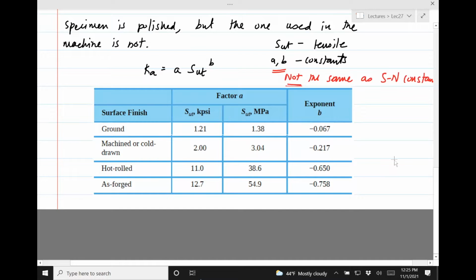Okay, so here are the constants. For ground, I think this is for steel. If you ground it, that's the A, that's the B. This is in kpsi, this is in MPa, the B doesn't change. So then if this is the machining process, machined or cold drawn, then you use the other one and so on. So you need to know the manufacturing process in order to find the right A and B. Okay. And this is again from the book, and it'll be in the notes. Okay, so let's move on. Surface factor. Next is size factor.